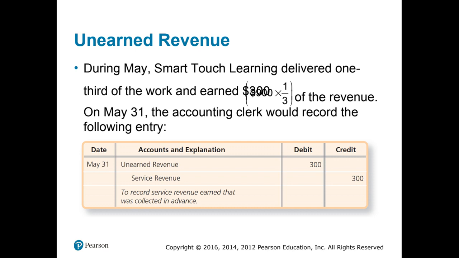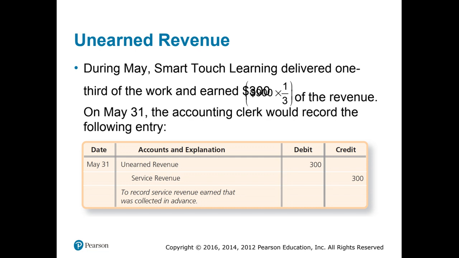Okay, so during May, Smart Touch Learning delivered 1/3 of the work and earned $300. So I'm just going to write this real quick so that you know what this looks like. They earned $300, and then they have in parentheses the $900 times 1/3. So we delivered 1/3 of the work and we earned $300. To get that $300, they took the $900 times 1/3, or 900 divided by 3, of the revenue.